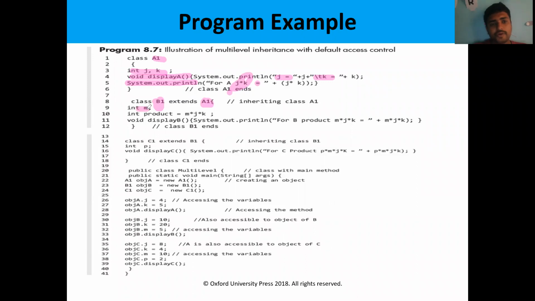So here he is going to declare some variables, M. He is calculating the product value. He declared the product as int M into J into K. That means here we have only the M value. J and K values are inherited from A1. That means we can use the values J and K here.